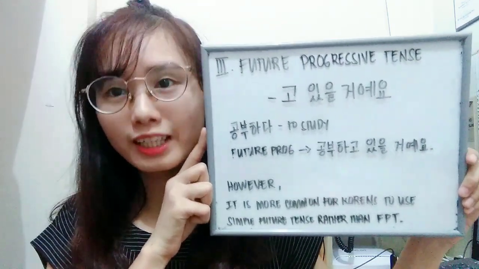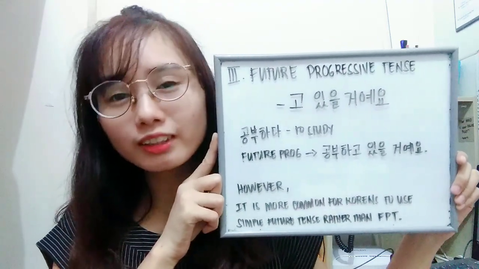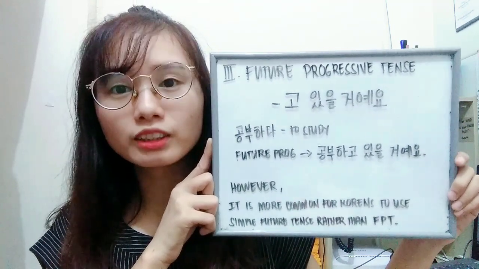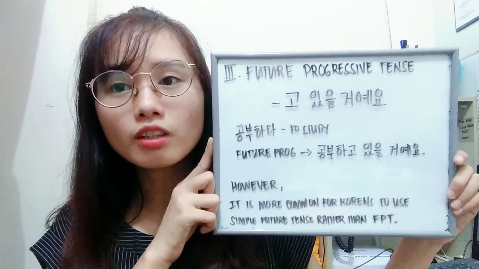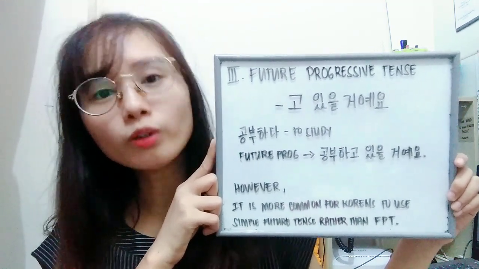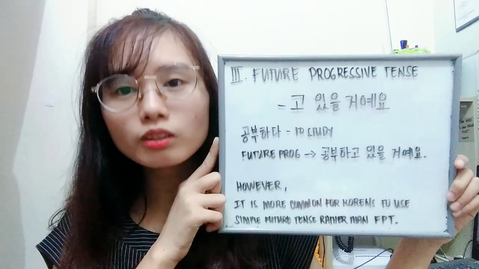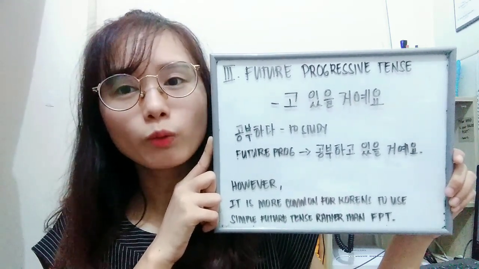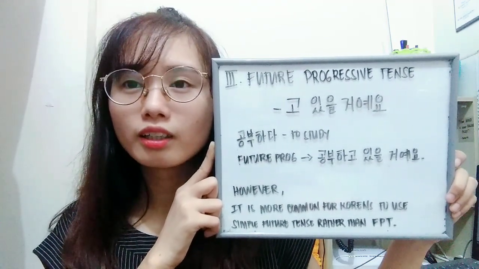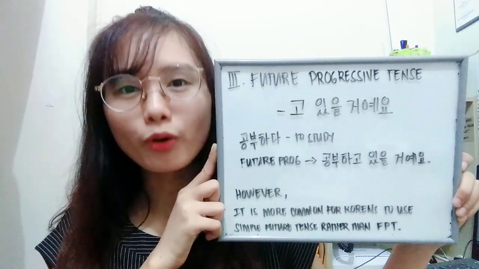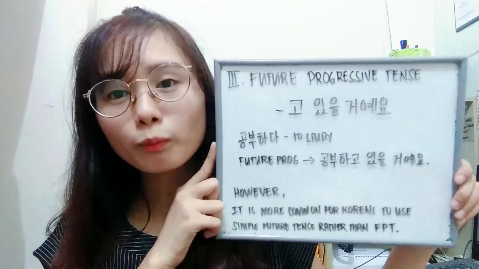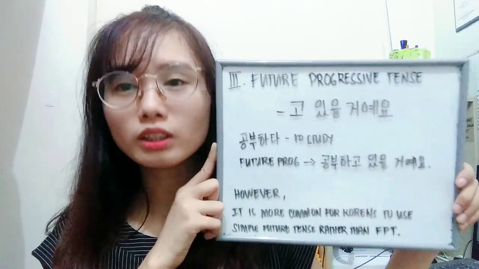Future progressive tense. So I bet you already got an idea kung ano yung magiging future progressive tense niya. Yes, that is just the future tense of ita, and that is 있을 거예요. So, plus ko, you have ko 있을 거예요. Gamitin natin ulit si 공부하다. If you want to say, I will study hard tomorrow and continuously do it, you can change the 공부하다 to 공부하고 있을 거예요.